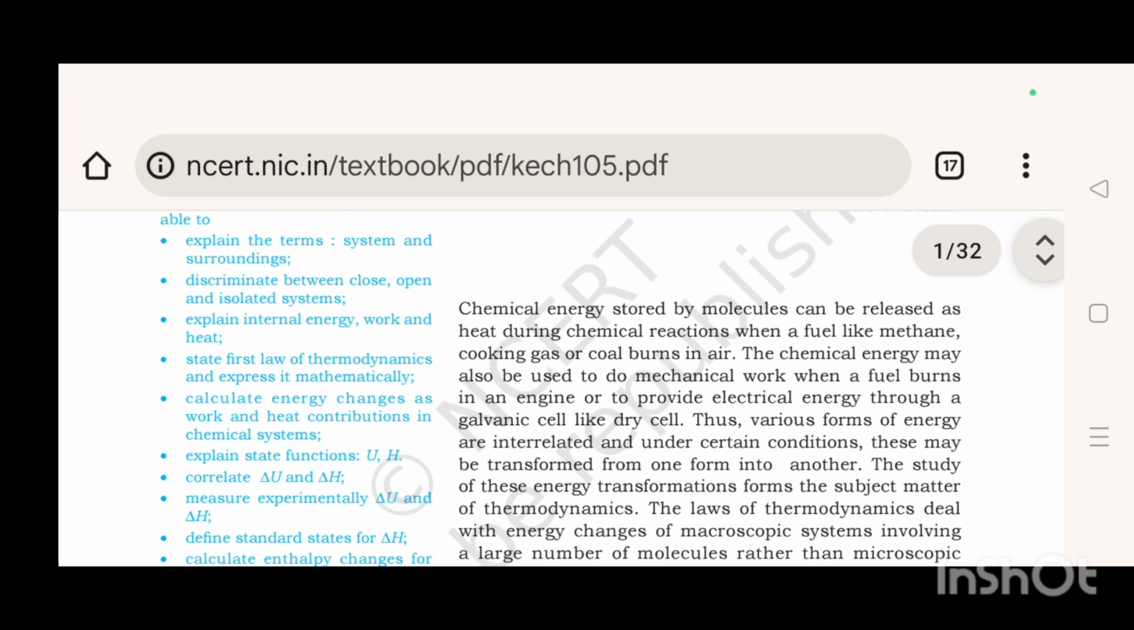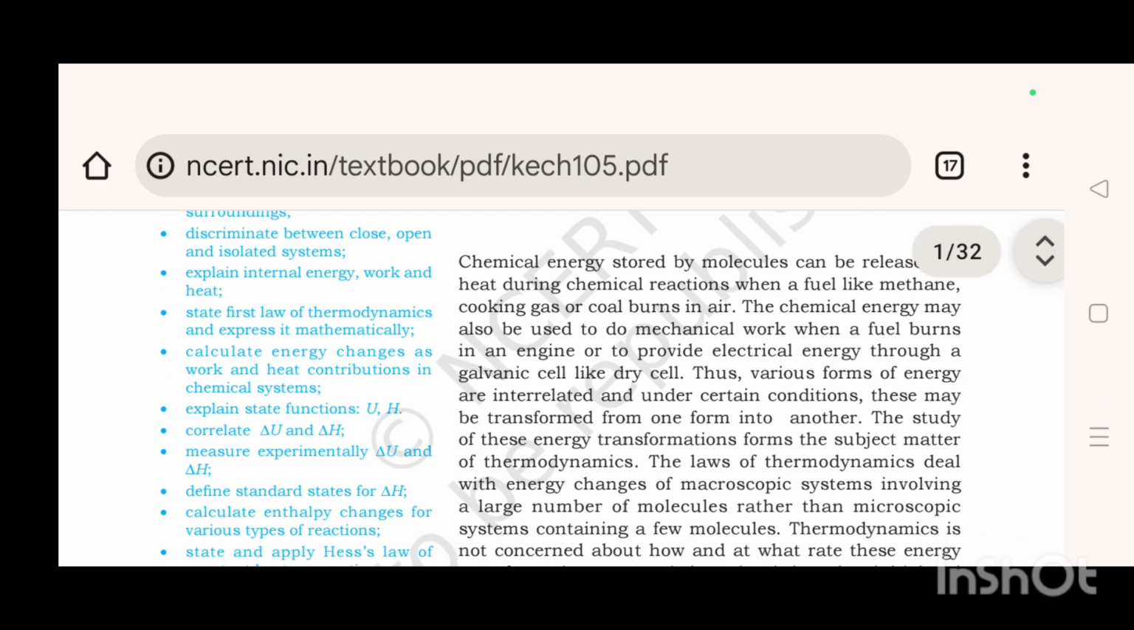Chemical energy stored by molecules can be released as heat during a chemical reaction when a fuel like methane, cooking gas or coal burns in air. The chemical energy may also be used to do mechanical work when a fuel burns in an engine, or to provide electrical energy through a galvanic cell like a dry cell. Thus various forms of energy are interrelated and under certain conditions may be transformed from one form into another. The study of this energy transformation forms the subject matter of thermodynamics.